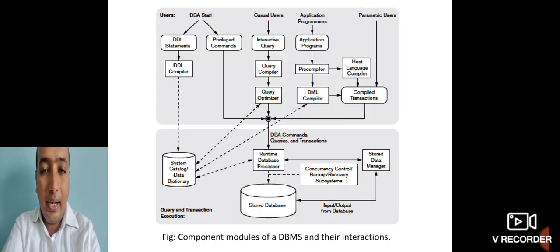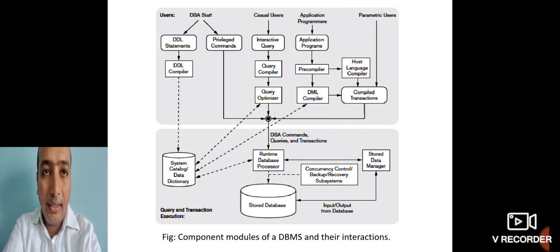So this is the entire diagram which depicts the structure of your database management system. This figure illustrates the component modules of your DBMS and their interaction. If you see the diagram, you can easily refer to how it works. At the top we have what? Yes, the DBA staff, the casual users, application programmers and the parametric users, and each is playing their own specified role.